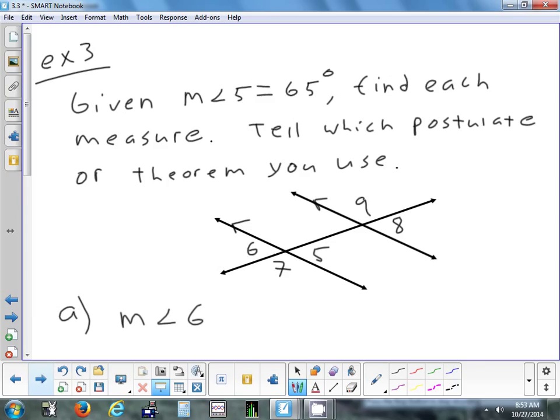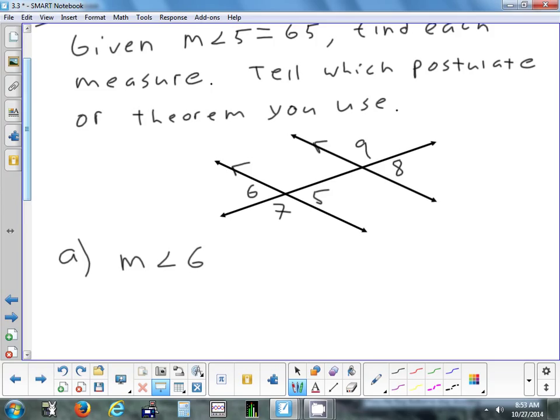So it says that in this case, the measure of angle 5 is 65 degrees. I'm going to find each measure listed below, and then just tell me how you know that. Okay, so let's start with the measure of angle 5. That's 65 degrees. What would the measure of angle 6 be? Yep. 65 degrees. How do you know that? Because they're vertical. Sure. We're not writing a proof, just the reason why. Vertical angles. 5 and 6 are vertical.